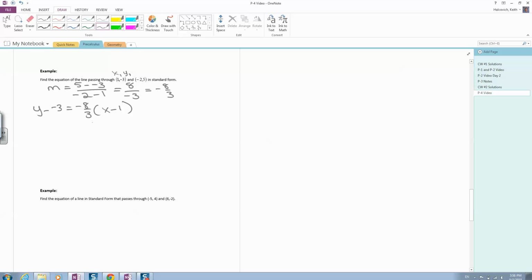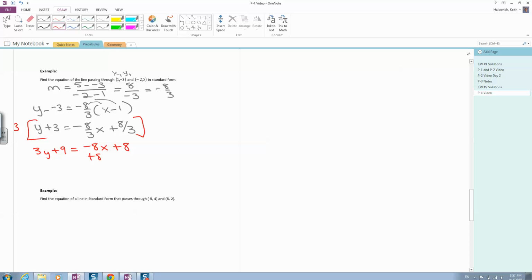And then to get rid of the parentheses, we're going to distribute first. So we get y plus 3 equals -8/3 x plus 8/3. And now since it's in standard form, we're going to get rid of the fractions. So we have to multiply everything by 3. So we get 3y plus 9 equals -8x plus 8 when we multiply by 3.